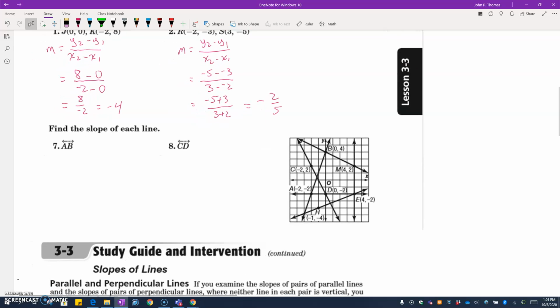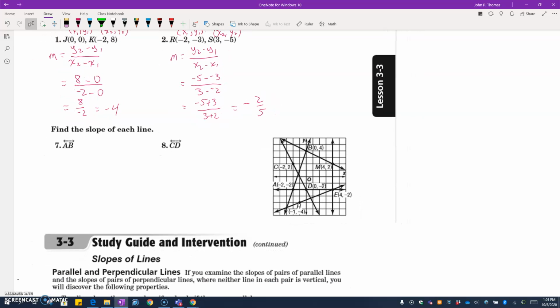Now, the next little group of problems is talking about find the slope of each line. And what they did is they drew some lines here on the graph. It's really the same question, just starting with a graph. So it says AB. So I'm looking for my points A and B. So there's A, and here's B. So my 2 points are negative 2, 0, and 4. So m equals the second y value minus the first y value over the second x minus the first x. That's going to be a 6 over 2, which equals 3.